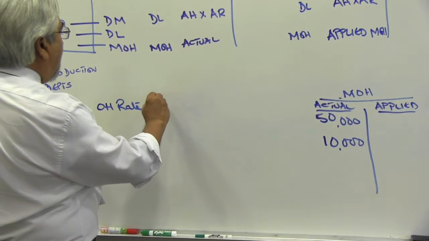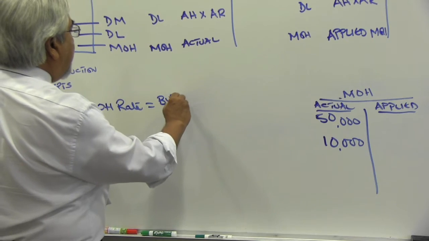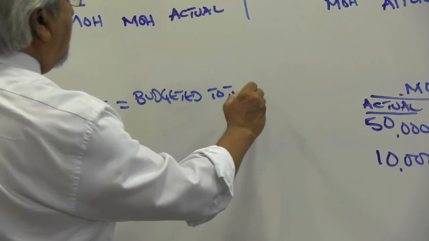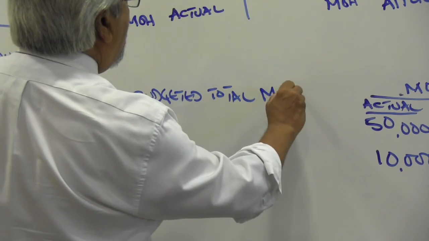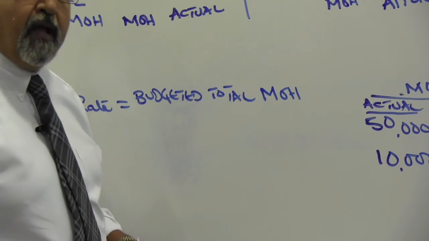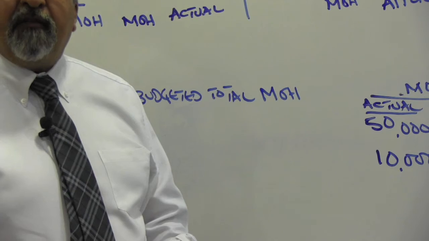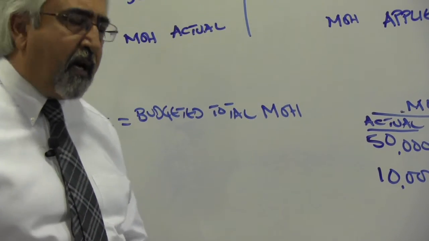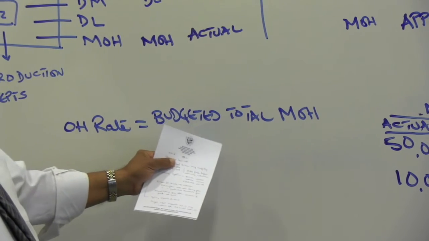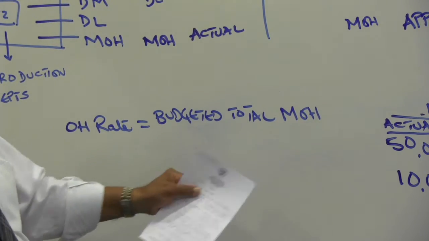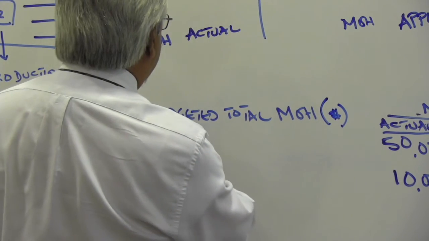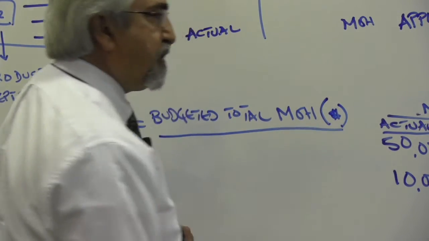We start off with the budgeted total manufacturing overhead for the year. You must have developed a budget for the next year. There you can go look at it and find out the number. That is the budgeted total manufacturing overhead for the entire year. This will be in terms of dollars.